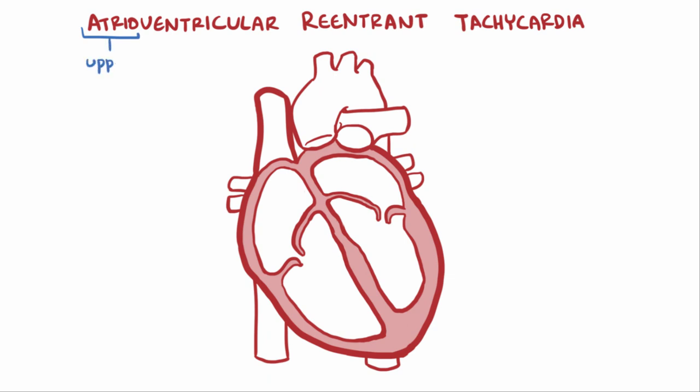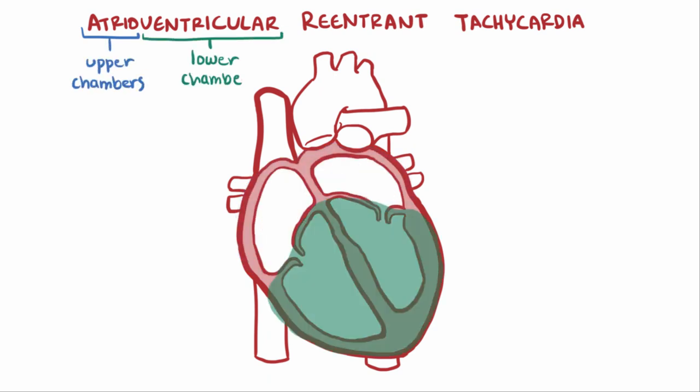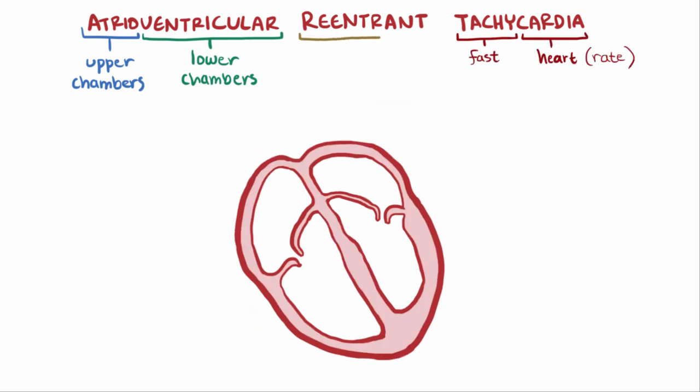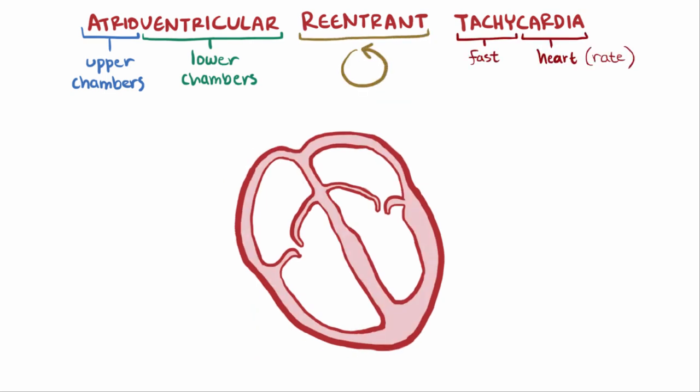The atria are the heart's upper chambers, and the ventricles are the lower chambers. Reentrant tachycardias are fast heart rates caused by electrical signals that loop back on themselves.